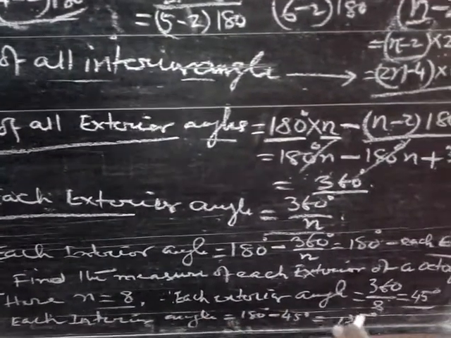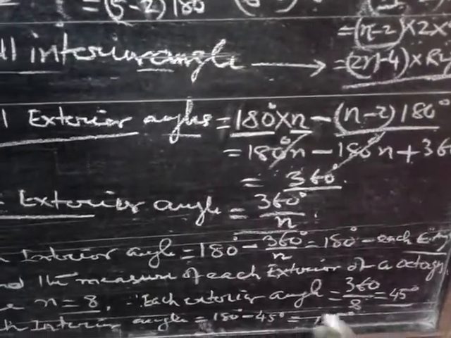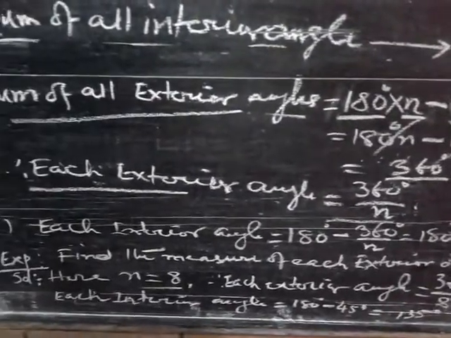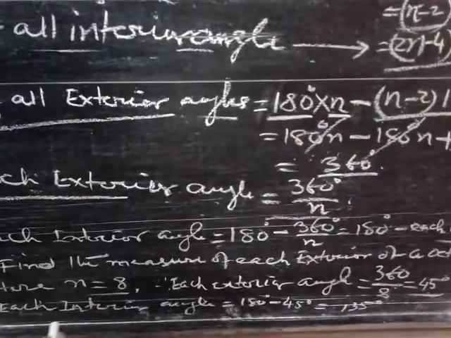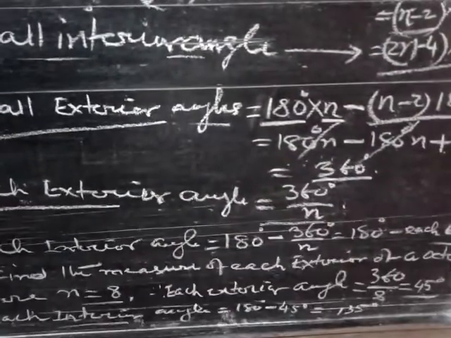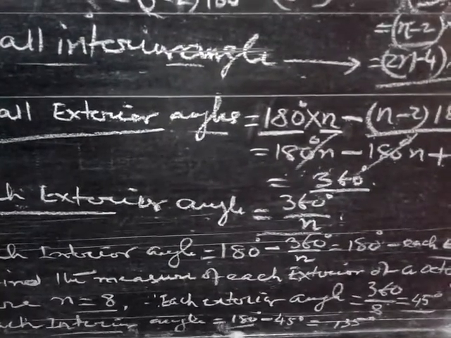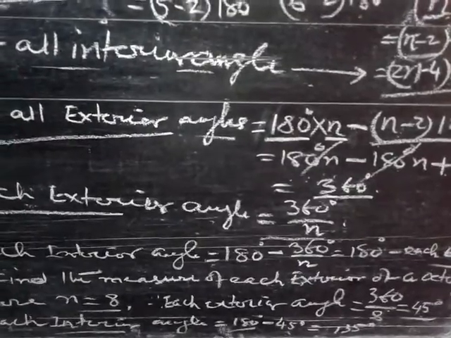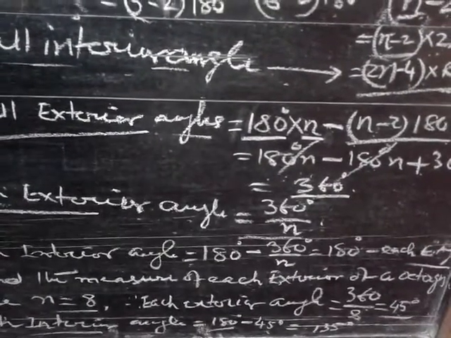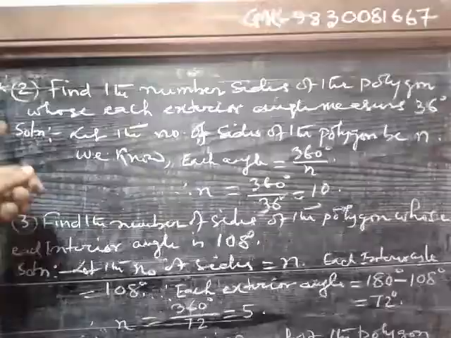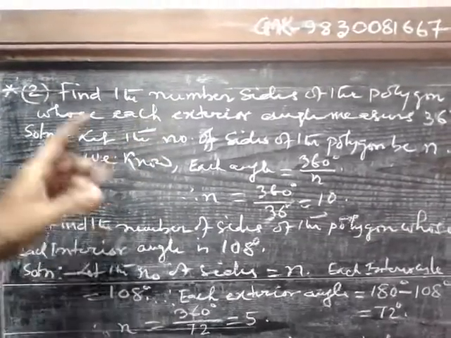Each exterior angle will be 360 by 8. This is a very simple way we can find each exterior angle. If we also want to get each interior angle, the interior angle will be 180 minus the exterior angle, each exterior angle, and it will be 135. Now I am going to the next. I am taking another example.